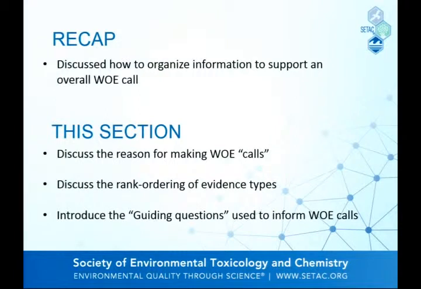So let's move on then to how we actually make these weight of evidence calls. Again, we discussed how we'd organize the information to support that overall call. Now I'd like to talk a little bit about why we want to make these calls. We mentioned that briefly already. Discuss rank ordering of the different evidence types, which evidence we think are more compelling than others. And then introduce some of the guiding questions that are being used to inform the weight of evidence calls, what we assign as strong, moderate, or weak when we fill out those tables in the knowledge base.